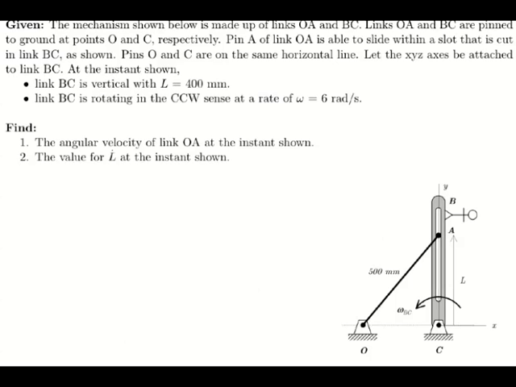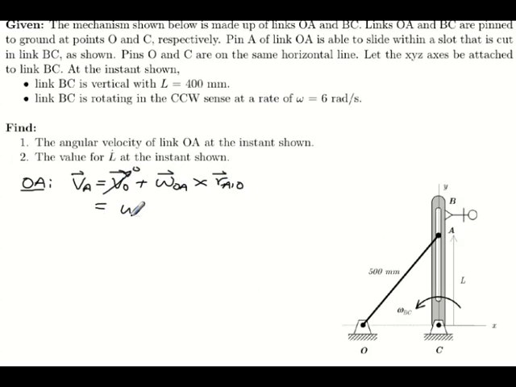Okay, so let's go through our process here. I'm going to start out with the easier part here. I'm going to look at OA first. O and A are on the same rigid body, so VA we can say is equal to VO plus omega OA crossed with the vector which goes from O to A. O is a pin, so VO is 0.